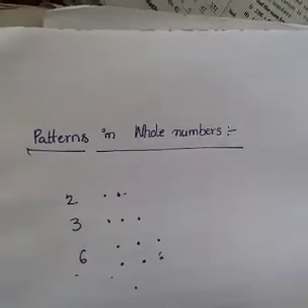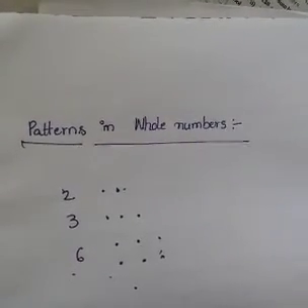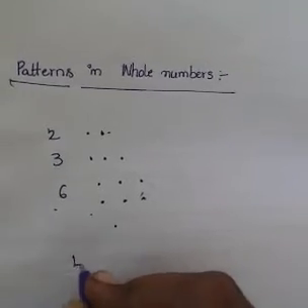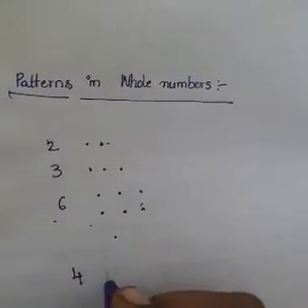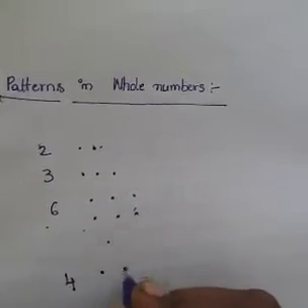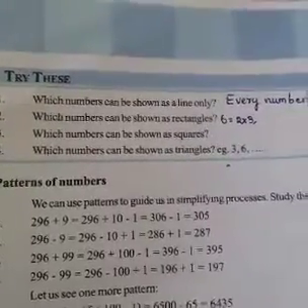Number 4 or 9 can be arranged as squares. For suppose 4 is there. How to arrange as a square? 1, 2, 3. Now, everyone open your textbook, page number 26.